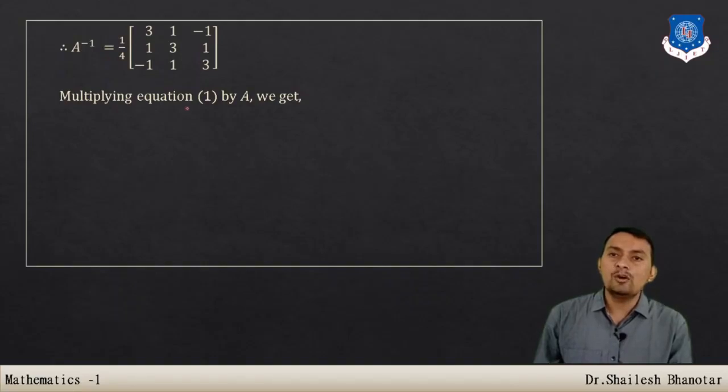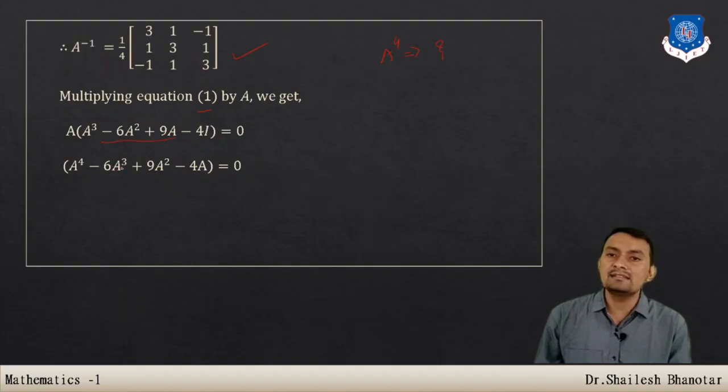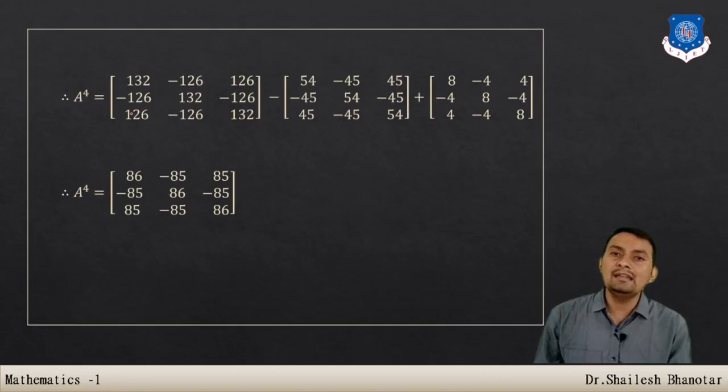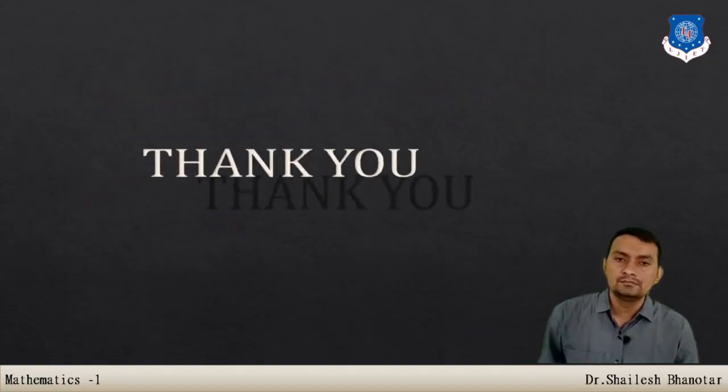Whenever we observe, this is our A inverse, but our target is also to determine A raised to 4. Equation 1 is there, and when we multiply this equation by A, we get A raised to 4 minus 6A cube plus 9A square minus 4A is equal to 0. From this we can write A raised to 4 is equal to this one. A raised to cube we have already determined, A square we also have, and A is given. When you put in all these values and add the corresponding entries of the matrices, you will get this one, and that will be A raised to 4.